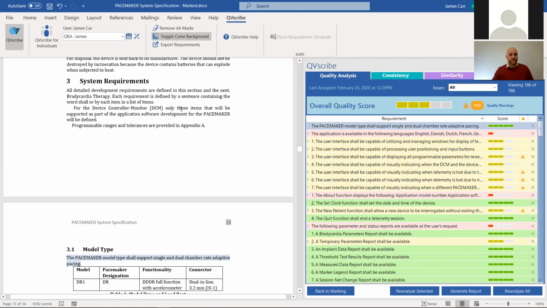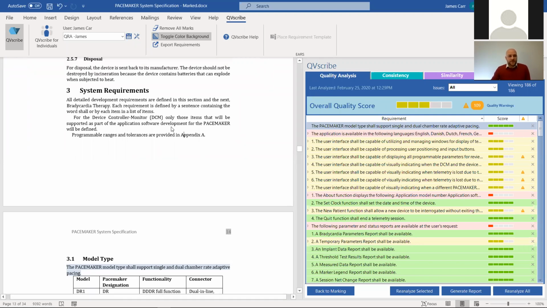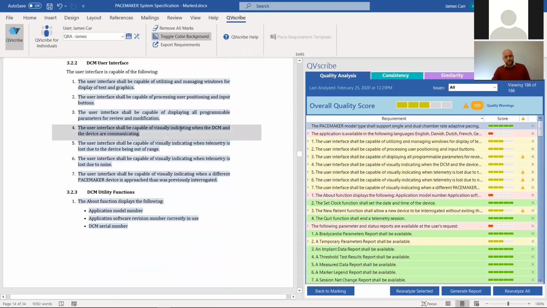So even if this isn't relevant to your industry, we can definitely set up a call with you to go through either one of your own documents or a document that's specific to the industry that you're working in. So this is a pacemaker system specification. We're talking about the actual functional requirements for the most part for this pacemaker device.